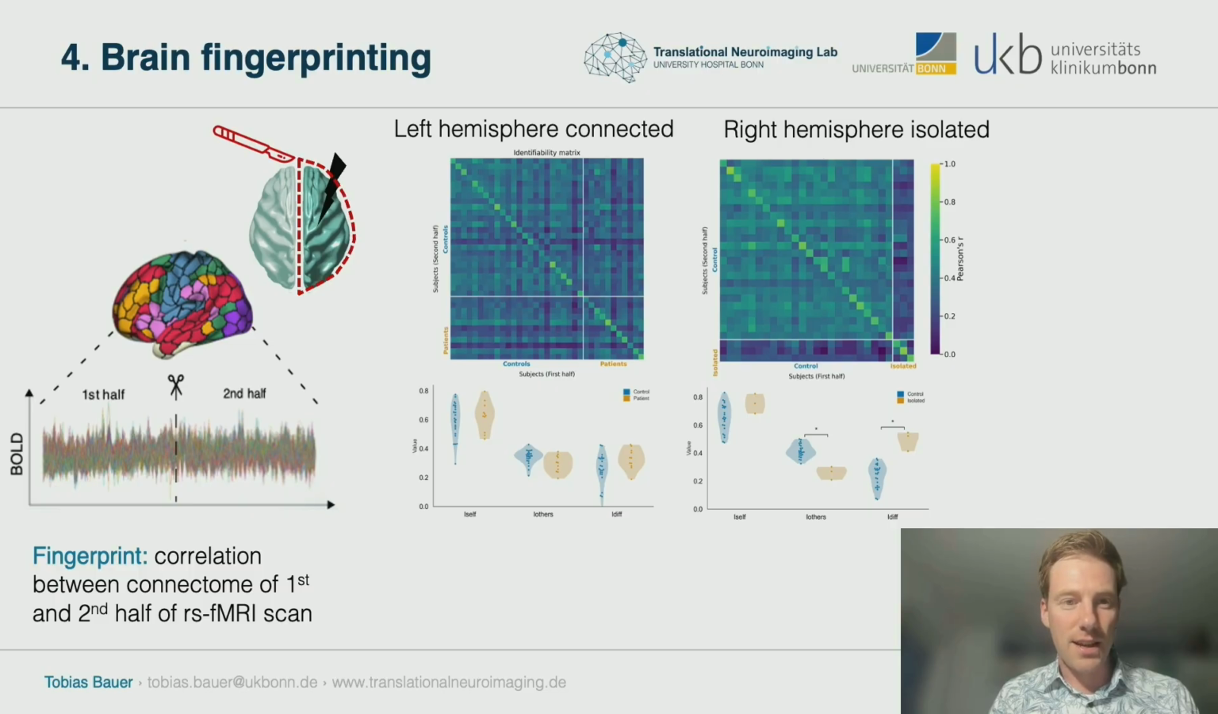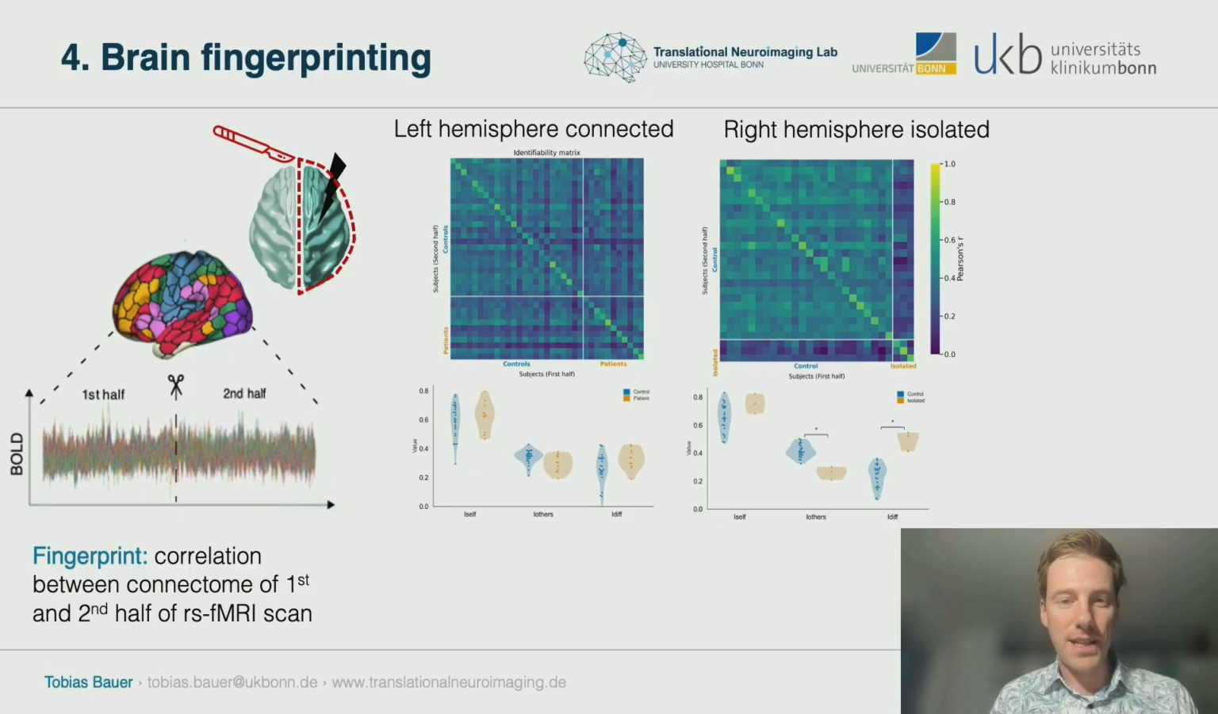for which the x-axis are the first half of the subjects, and the y-axis are the second half of the subjects, which means that the diagonal elements are the self-identifiability, so how similar the first to the second half of a specific subject is, and the off-diagonal elements are the other identifiability, so how similar the first half of one subject is to the second half of a different subject within the same group.